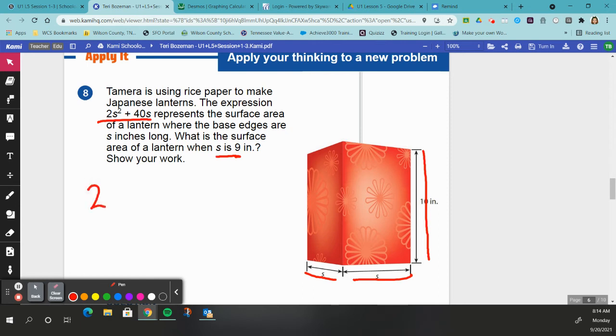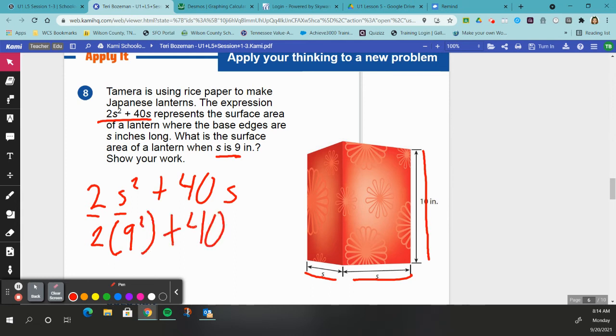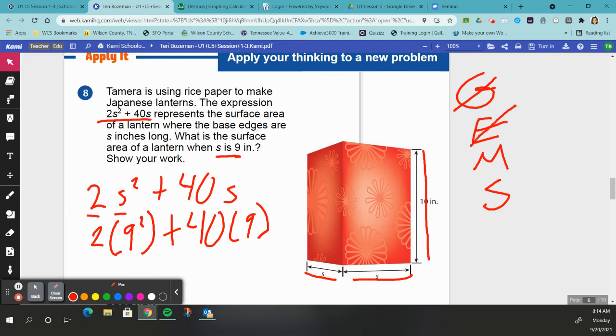So 2s squared plus 40s. Now remember, when we have a number next to a variable like this, then we are multiplying. So we can go ahead and put parentheses. So 2 times 9 squared plus 40 times 9. You would then say, okay, I need to follow my order of operations, GEMS. There are no groupings. There's one exponent, so I have to do that first. I have to do 9 squared. Well, 9 squared would be 9 times 9, which is 81.